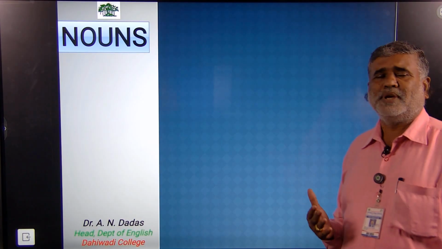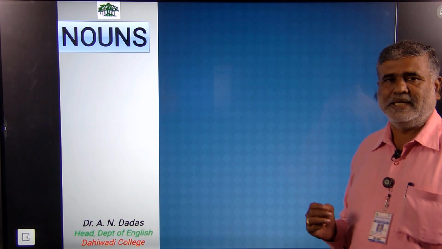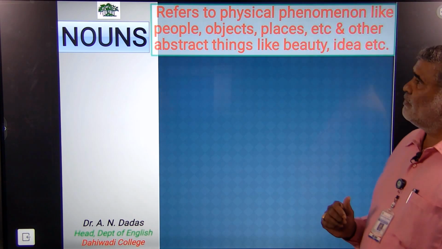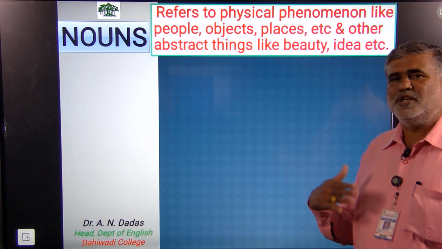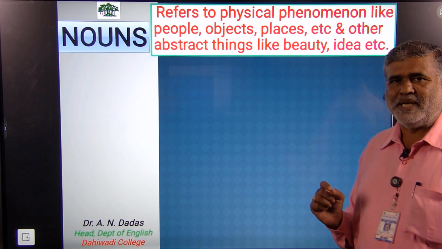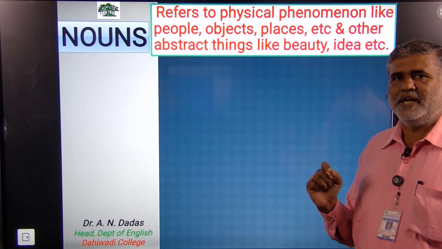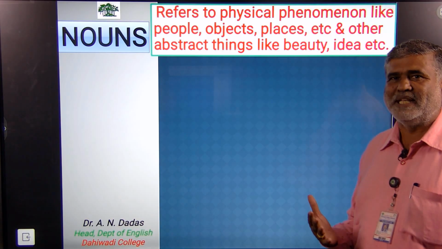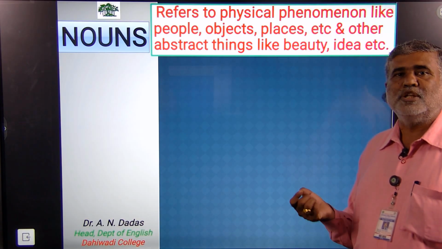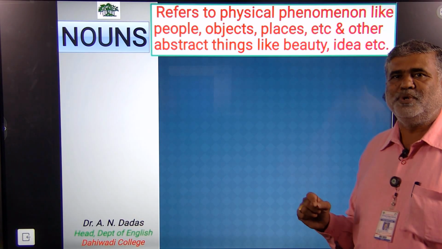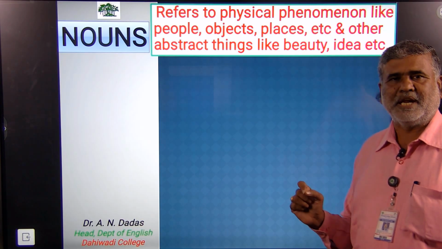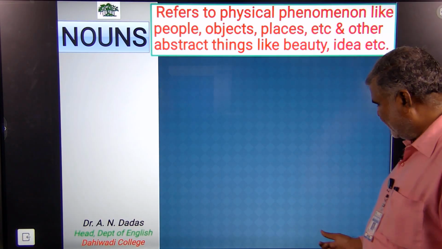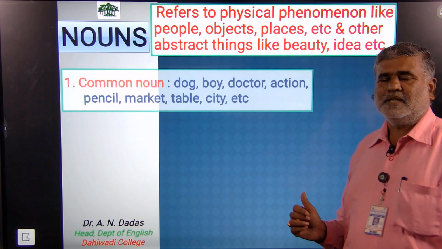Now let us look at the first category of words, nouns. There are many definitions of nouns in different books. We may simply consider that a noun refers to physical phenomena like people, objects, places, etc. and other abstract things like beauty, idea, etc. So with the help of this short definition, we may consider different types of noun.